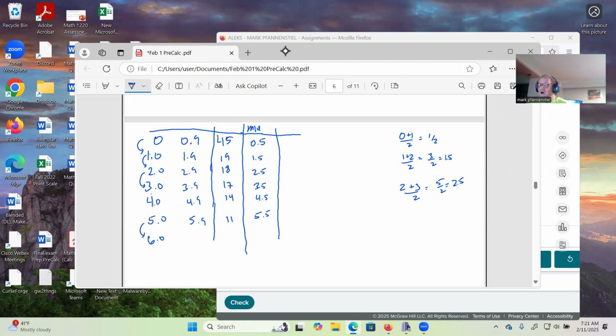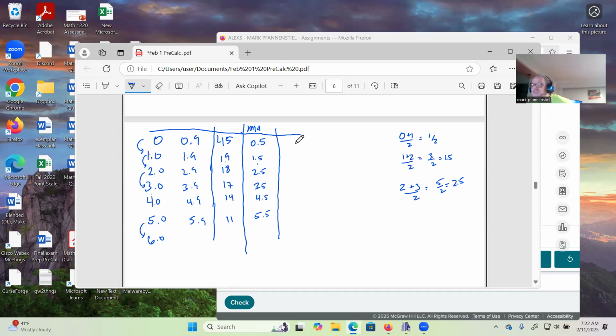We're replacing all the things between 0 and 0.9 with, we're just saying, we're just going to take the midpoint. We're going to say all these 45 things happened at half a month. All these 19 things happen at 1.5 and so on. And that's pretty much what we're trying to do with this.